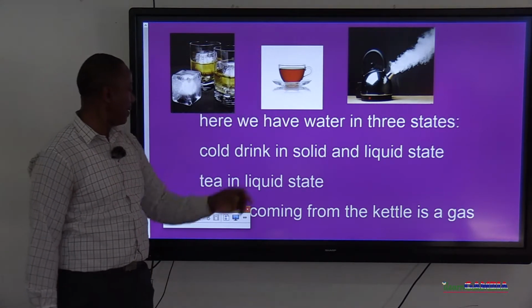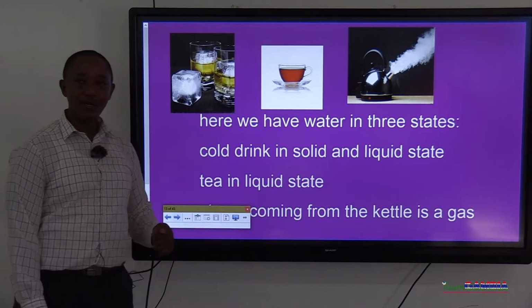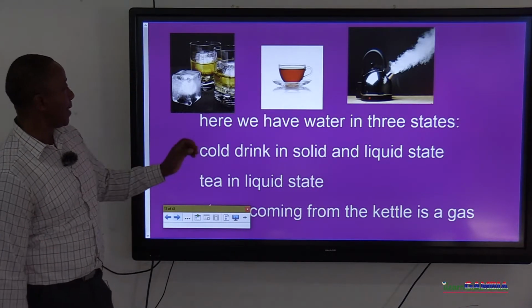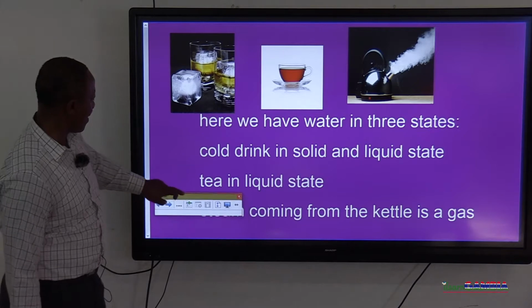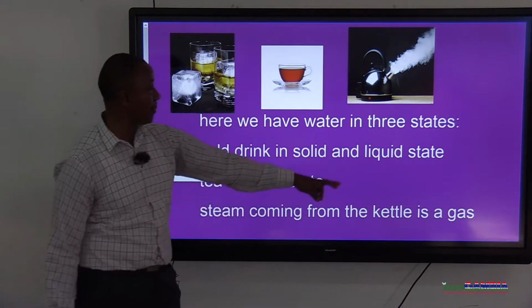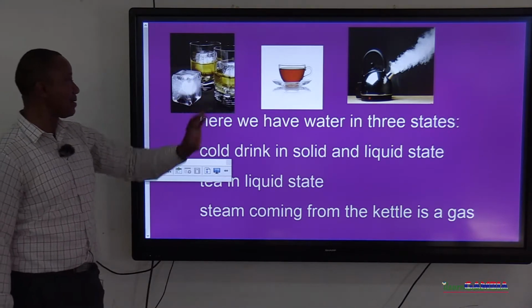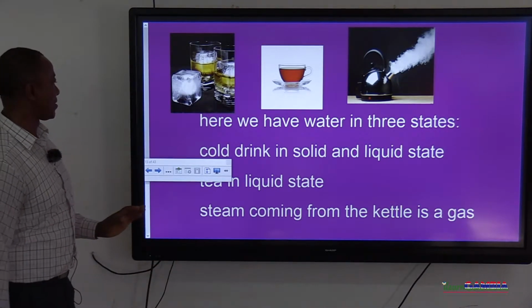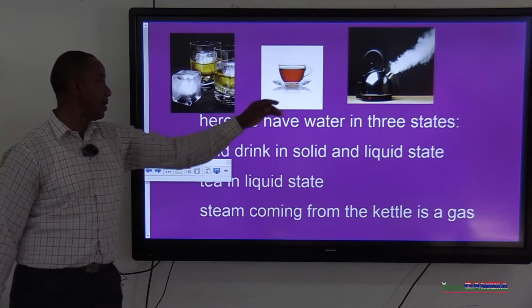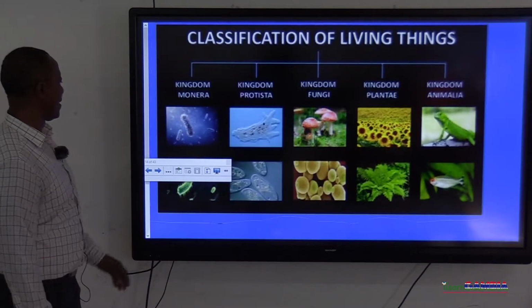And if we come here, that's tea in the liquid state. All right, and finally, we have steam coming from the kettle as a gas. So these are the 3 states of matter demonstrated here: solid, liquid, and gas.